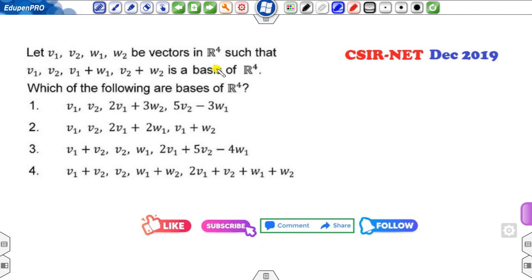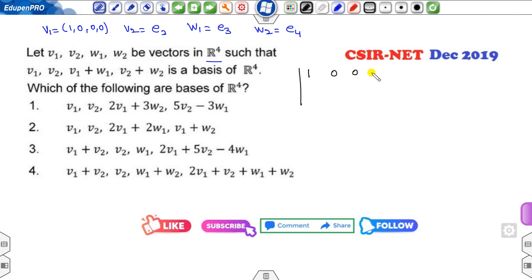Let V1, V2 be elements of R4, so you can choose any of the elements. V2 I can take as e2. W1 I can take as e3, and W2 I can take as e4, such that this is my basis. We will firstly check whether it is a basis or not.